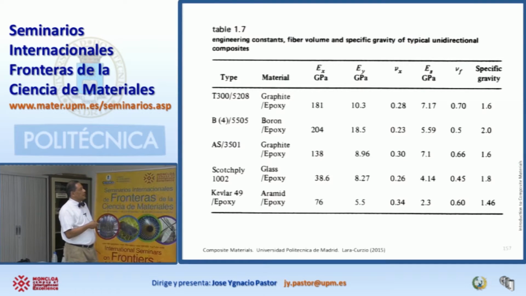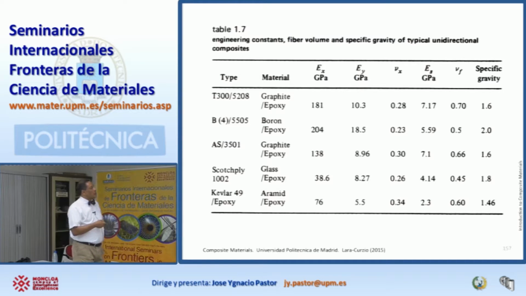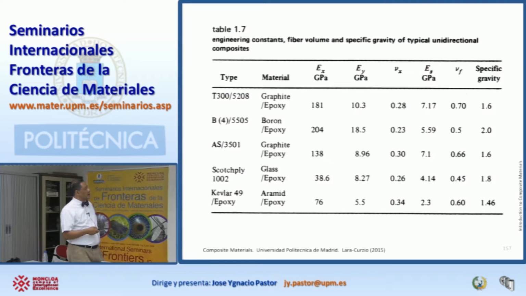EX, this is the iso strain condition. You use the rule of mixtures to get this value. When you do this calculation, you have to specify what the volume fraction of the fibers is going to be. So here we have 70% volume fraction of carbon fibers, 50% volume fraction of the other fibers, 66%, 45%. You know the volume fraction, you know the modulus of the fibers, you know the modulus of the matrix, then you can calculate the elastic modulus in the direction of the fiber, the elastic modulus in the direction perpendicular.